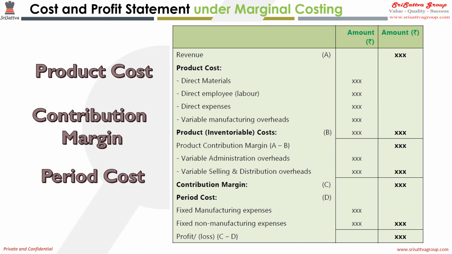Period costs are the costs which are not assigned to the products but are charged as expenses against the revenue of the period in which they are incurred. All fixed costs, either manufacturing or non-manufacturing, are recognized as period costs in marginal costing. If I have to put this in a formula, then contribution is equal to sales or revenue less total variable cost.